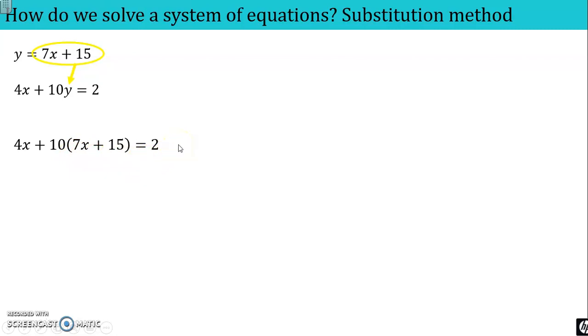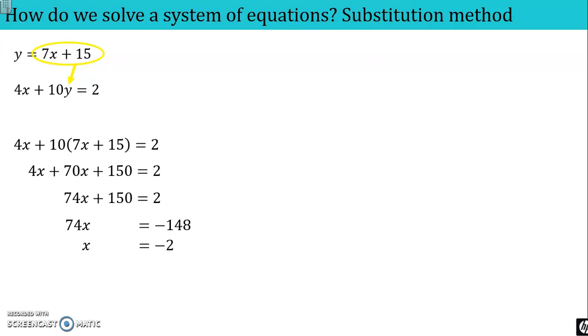And now I'm left with one equation with one variable that I can solve. If I distribute that 10, I get 4x plus 70x plus 150 equals 2. Combine like terms and you get 74x plus 150 equals 2. Subtract 150, divide by 74, and we get the value of our first variable. x is equal to -2.